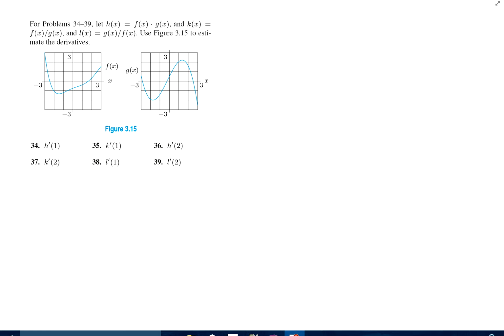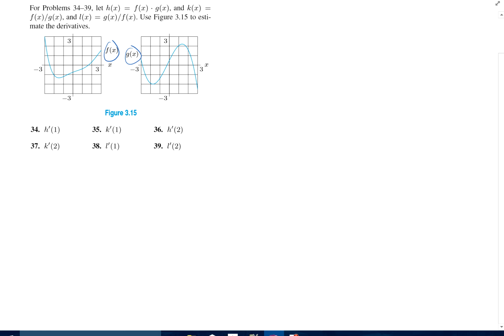Problems 34 to 39. We want to use these pictures. This is a graph of f. This is a graph of g. To find the derivatives of h, k, and l, let's take a look at these one at a time.